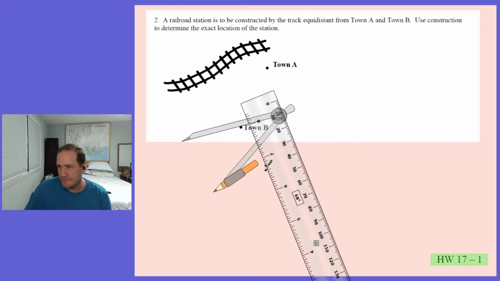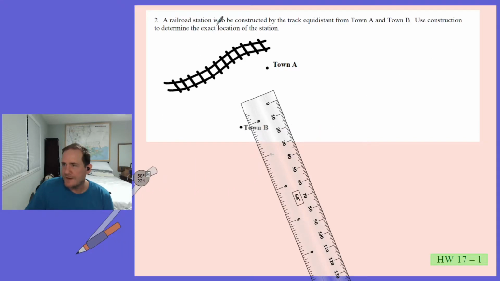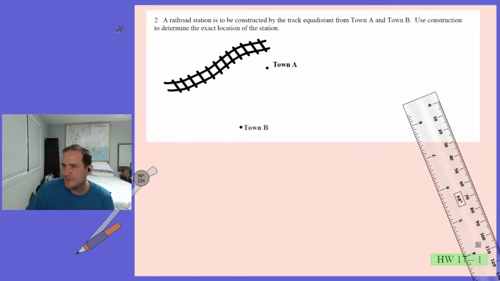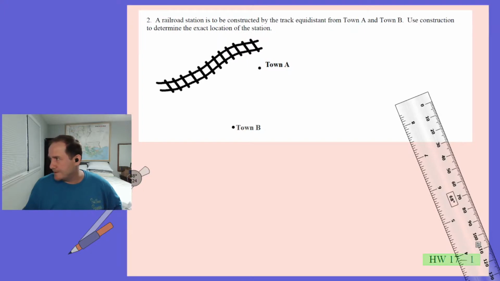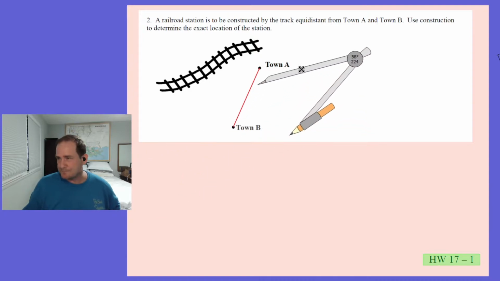Number 2 is this one about the railway station. It says a railway station is to be constructed by the track equidistant from town A and town B. So use construction to determine the exact location of the station. If I'm trying to be equidistant from town A and town B, then I need to do the perpendicular bisector of the line segment that connects town A to town B. Now you don't have to draw the segment, but you can if you want. So here it is. We want to draw a line that's the perpendicular bisector of that segment.